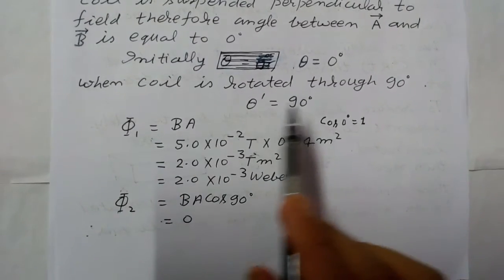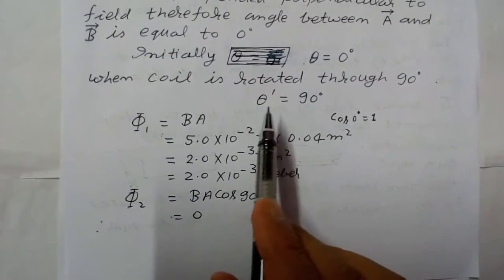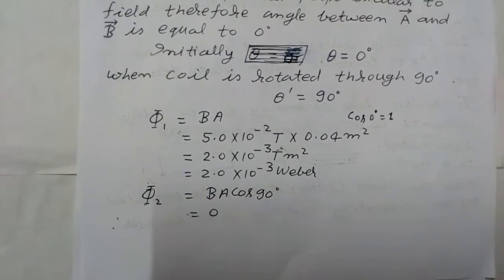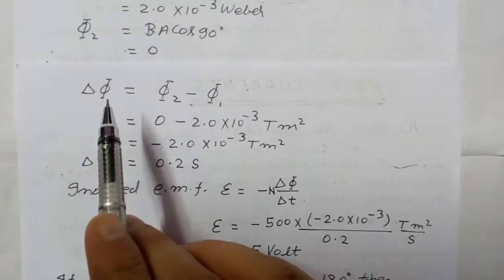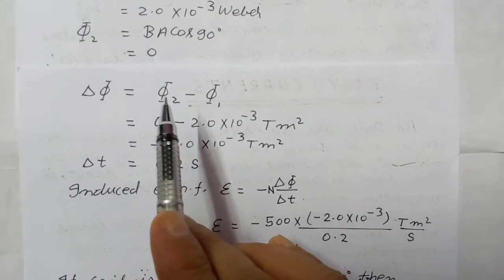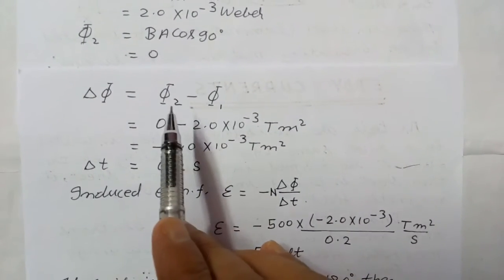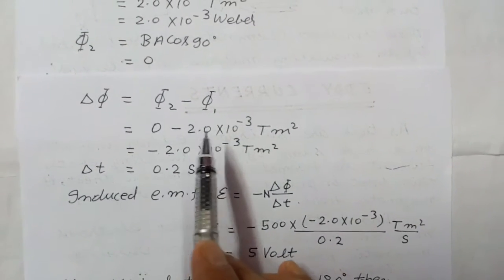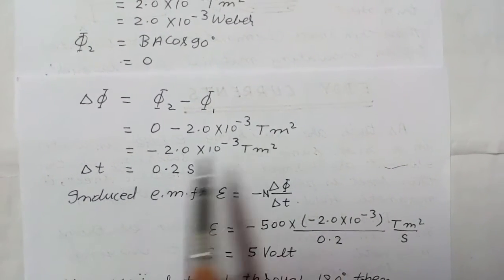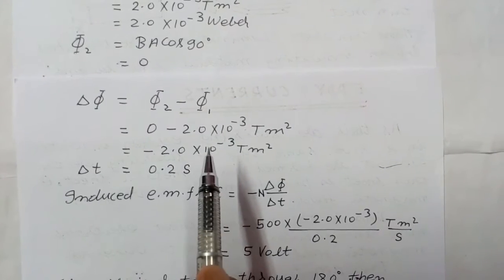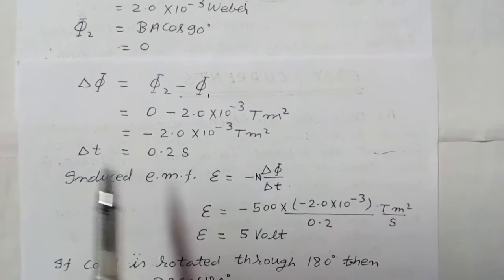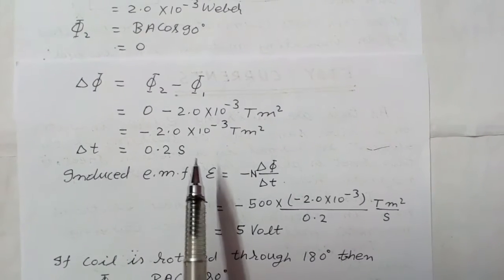Now when coil is rotated through 90 degree, then new angle theta dash is equal to 90 degree. So flux phi 2 passing through this coil is equal to 0. Change in magnetic flux is phi 2 minus phi 1, final magnetic flux minus initial magnetic flux, which is equal to 0 minus 2.0 into 10 power minus 3, which is equal to minus 2.0 into 10 power minus 3 Tesla meter square. Now this flux changes in time interval delta t is equal to 0.2 second.